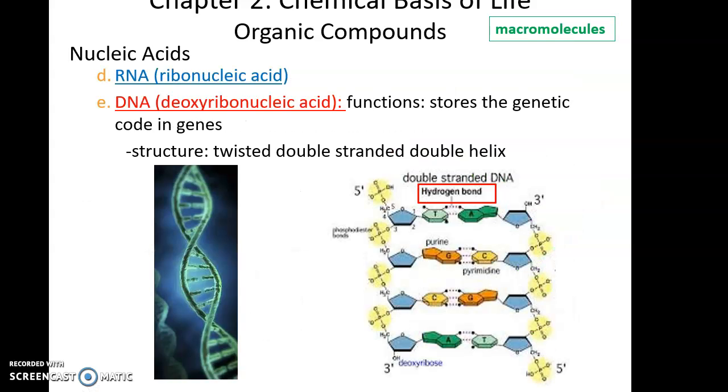DNA, its big function, as we know, is to store the genetic code in genes. So our DNA, we have something like 20,000 genes. Each individual gene leads to the production of a protein, and it's the genes that determine many of the characteristics of each of us. So the DNA, as I mentioned before, is 2 strands forming a twisted double helix. So strand 1, strand 2, connected by the hydrogen bonding between the bases.